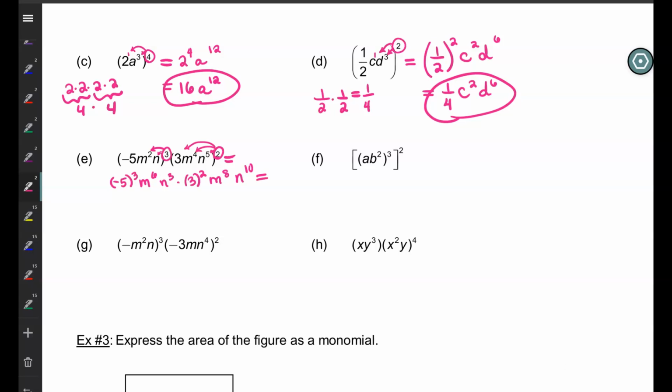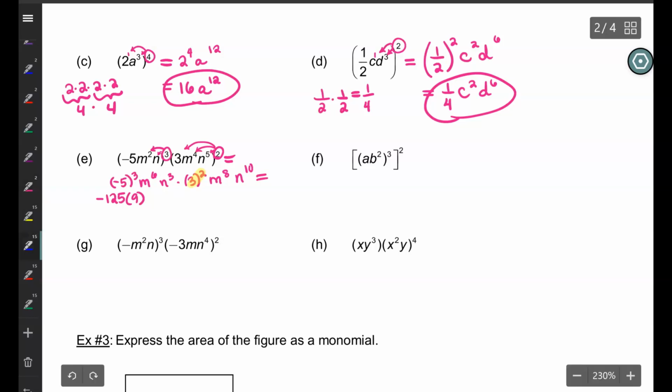Okay, on your calculator, -5 to the 3rd, so that means -5 times -5 times -5, so that's going to be -125. And I'm going to combine that with the other coefficient here, so that's 3 squared, which is 9. So I'm going to multiply it by 9.